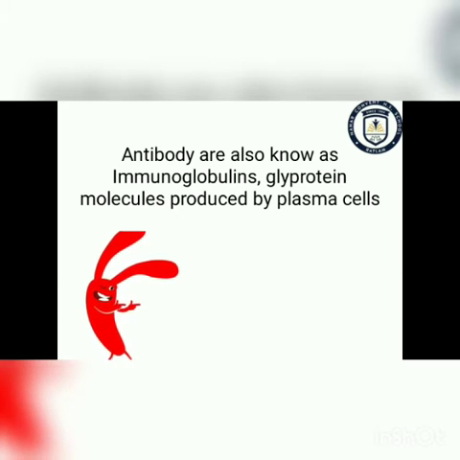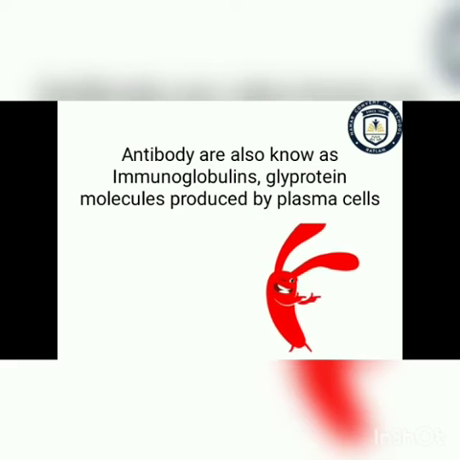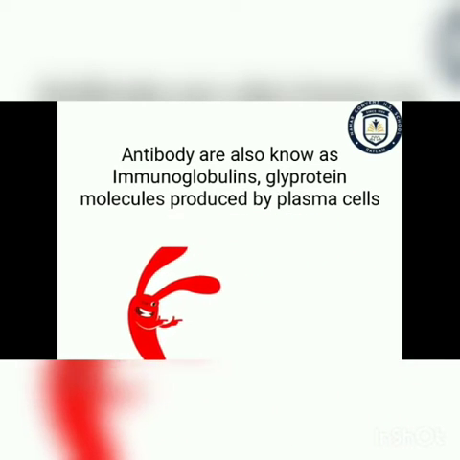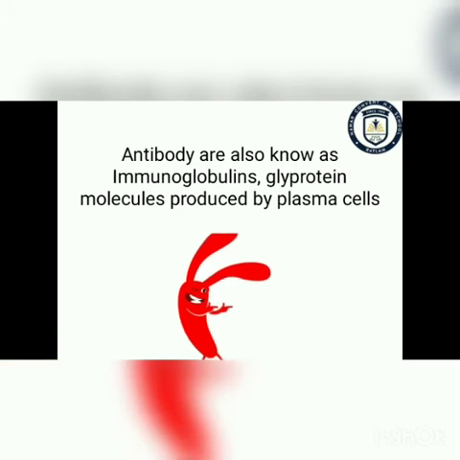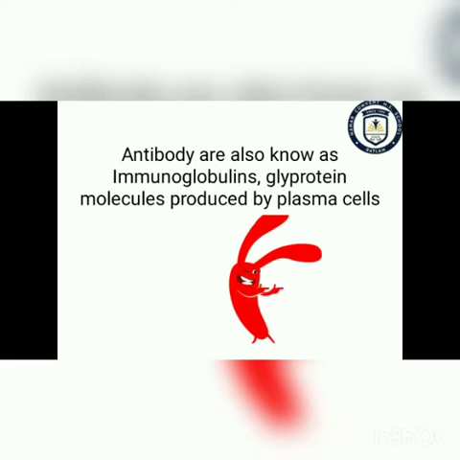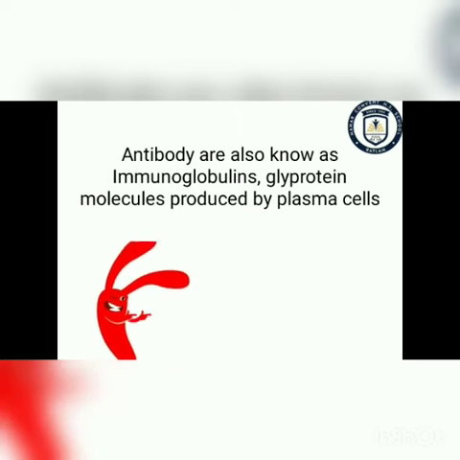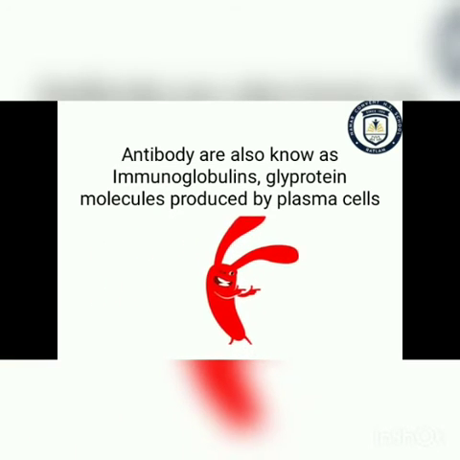Rodney Porter, the scientist who proposed the basic structure of immunoglobulins for the first time, said that immunoglobulins are glycoprotein structures that are found in Y or T shaped molecules. Now we know very much about antibodies, as we understand the meaning of the word. Now let's check about its structure.